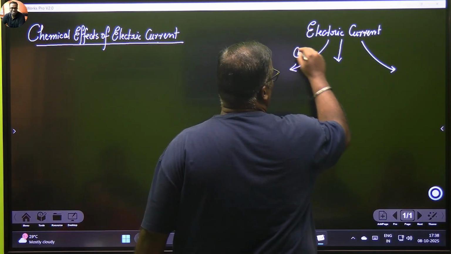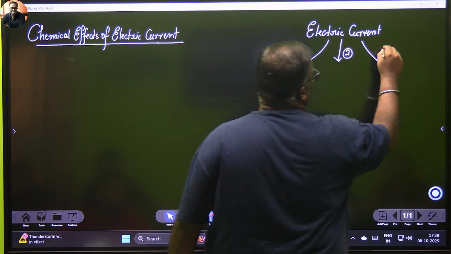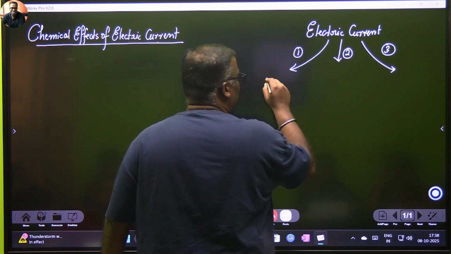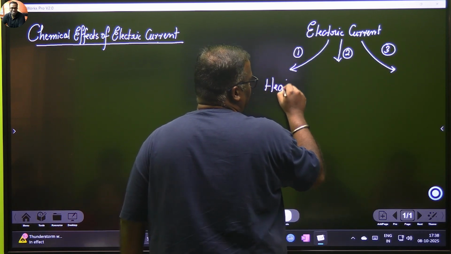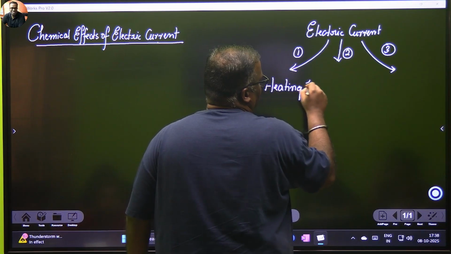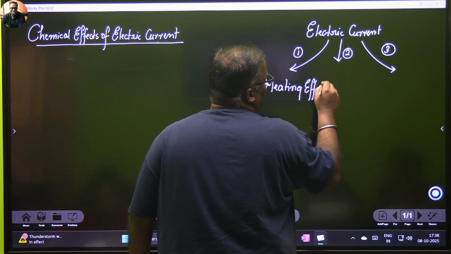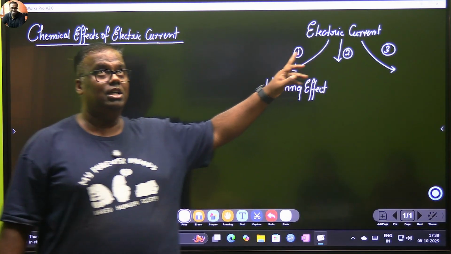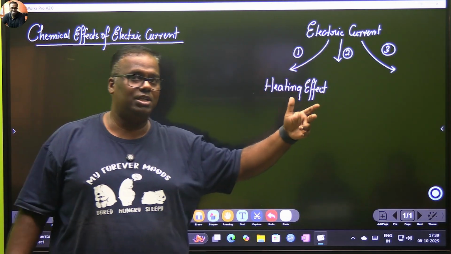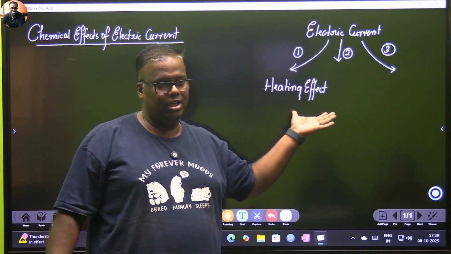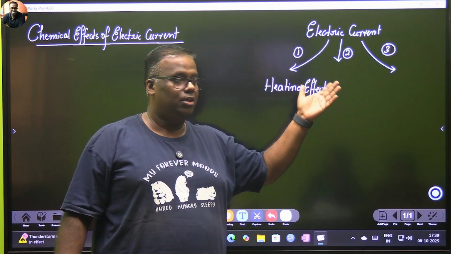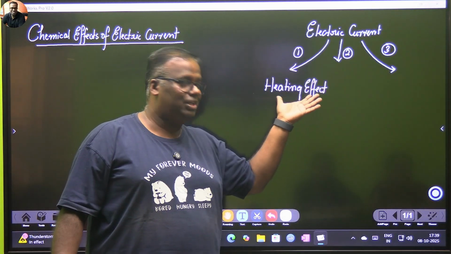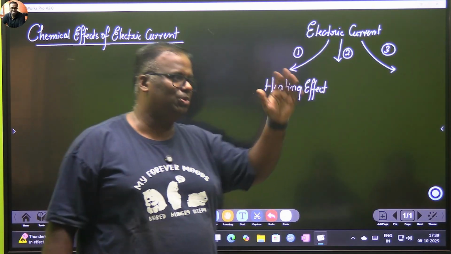So there are 3 effects of electric current. The first effect is known as heating effect. Every day you bathe with hot water, you use the geyser, you're using electricity to create heat. You're toasting breads, you're using electricity to create heat. You're baking a cake, you're using electricity to create heat. So that is known as heating effect.